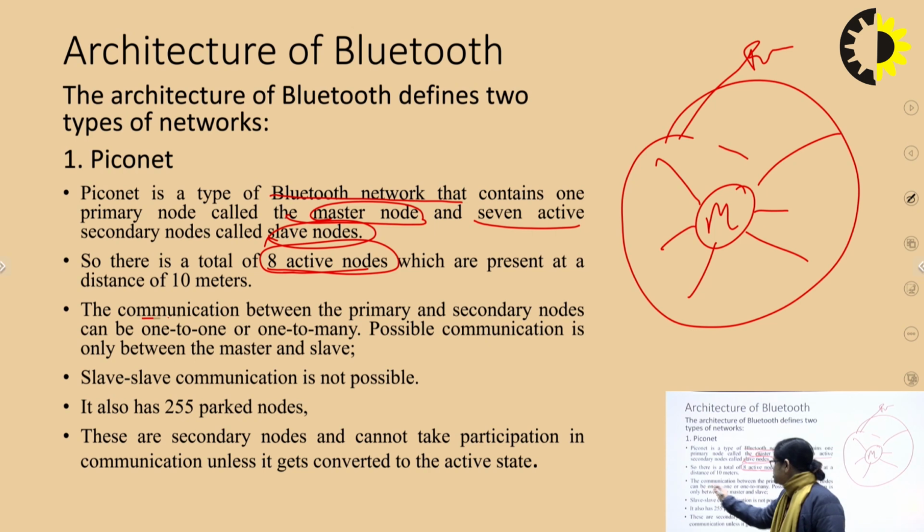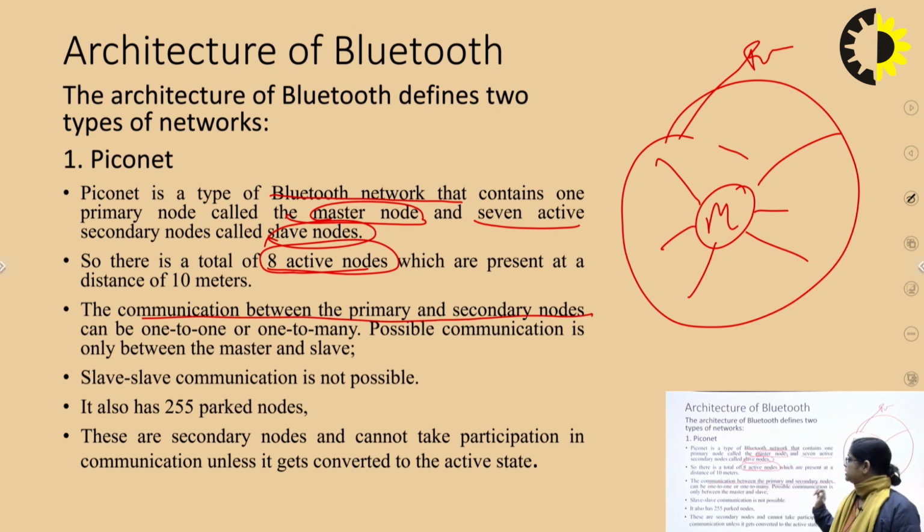Now, the communication between the primary and the secondary nodes. This master node is called a primary node, and this slave node is called a secondary node. This communication between the primary and the secondary node can be one to one or one to many. It is possible only between the master and the slave, from whom we are connecting the other devices. Now, slave to slave communication is not possible.